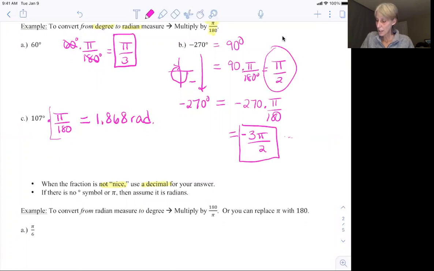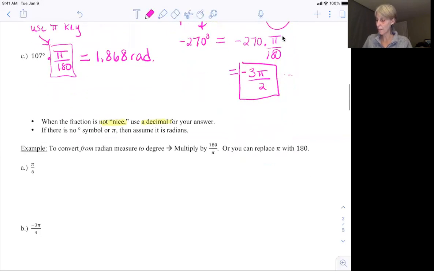So this piece here, pi over 180, we equated pi to 180, so that is just multiplying by 1. But when our angles are not nice and we have to simplify, we're going to use the pi key in our calculator to help us. And that helps us get the radians in radian measure.